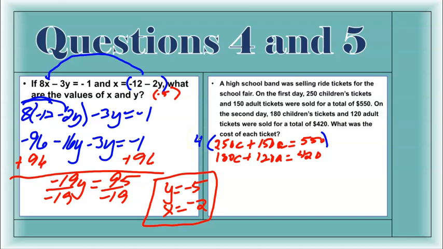So 4 times 250C is going to give us 1,000C. And then I have plus 4 times 150 is 600A. And that's going to equal 550 times 4. That's going to give us 2,200.